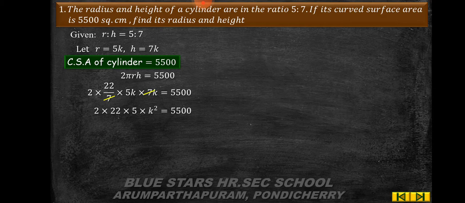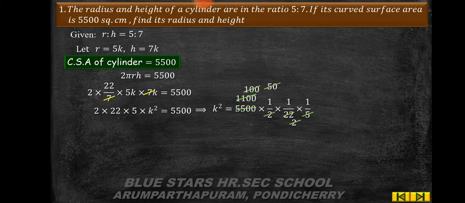So multiply K into K, you get K square, which is equal to 5500, which implies K square is equal to 5500 into 1/2 into 1/22 into 1/5. 5 and 5500 gets cancelled. You get 1100. Then 22 and 1100 cancelling, you get 2 times and 100 times. Again 2 and 100 gets cancelled, 50 times.